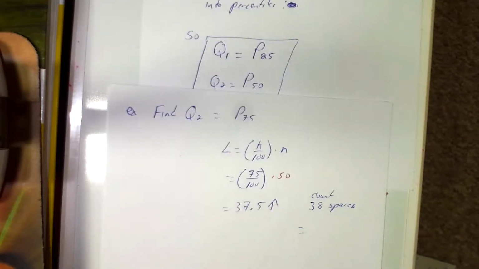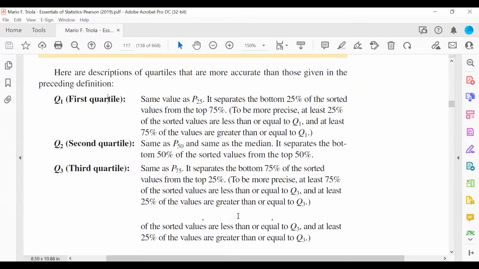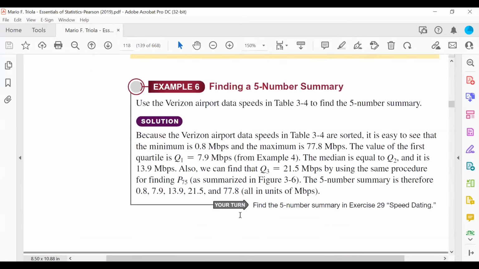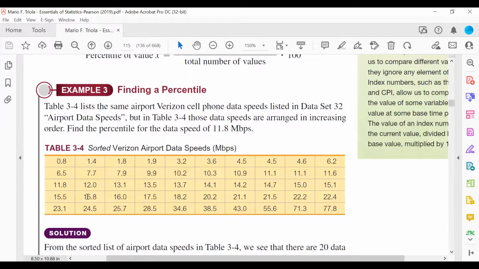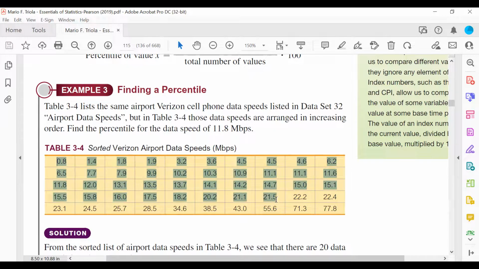Let's count. 38 spaces. All right, let me see if I can find my data. Where is my data? There it is. I'm going to count 38 spaces. That's 21. I need 38. 30, 31, 32, 33, 34, 35, 36, 37, 38. Value 21.5. Bam.